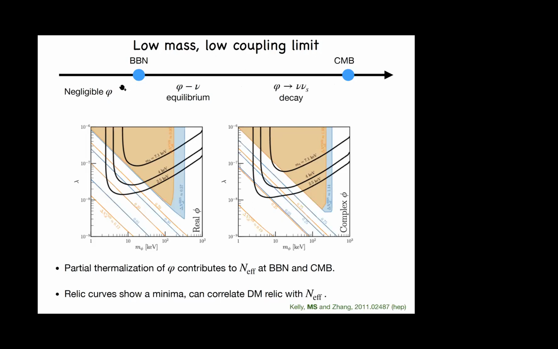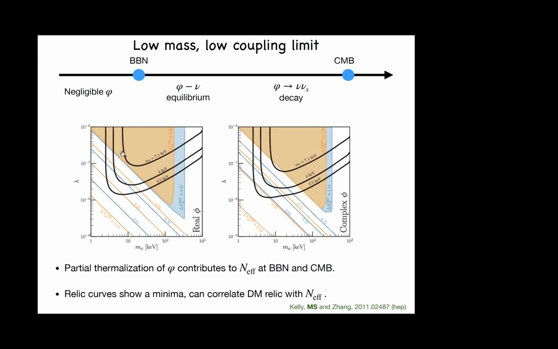But of course, there would be some constraints on these kinds of scenarios from the measurements of N effective, both at BBN and at CMB. And this is what we want to study. So let's look at one of these plots out here. The only difference between the two is that in one case it's for a real scalar, in the other case it's for a complex scalar. A complex scalar has one extra degree of freedom, and so this would change the bounds by a factor of 2. But let's not go into that. Let's look into this plot first.